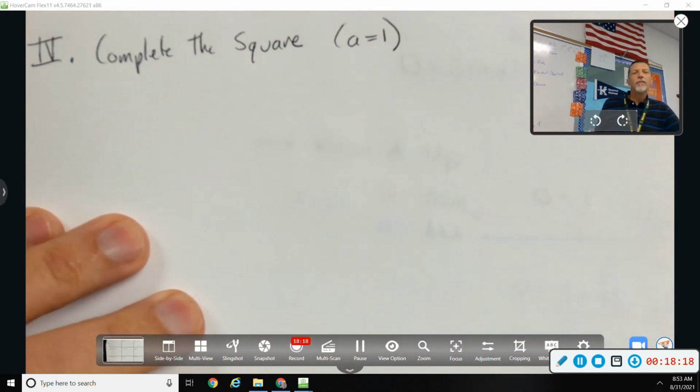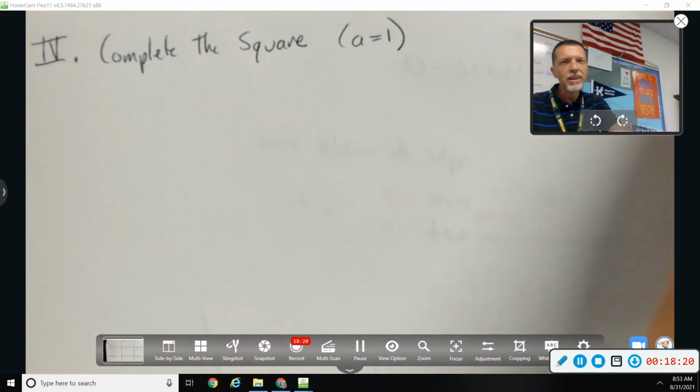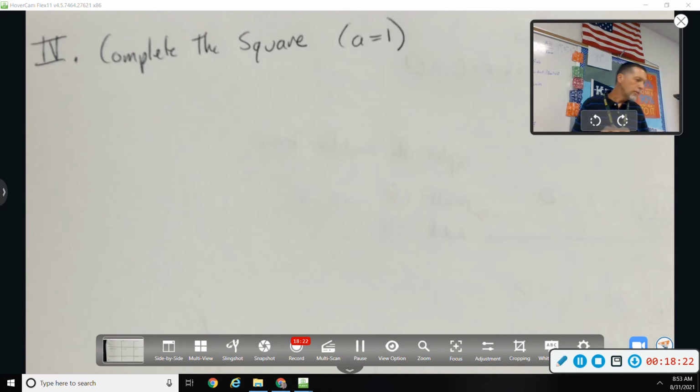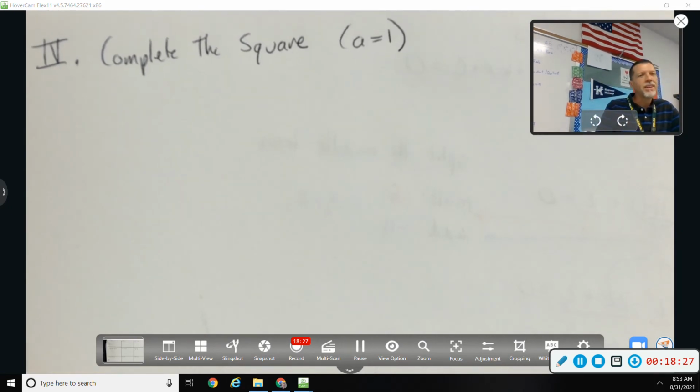All right, for complete the square, a has to be 1. We will probably give you only ones that have a equals 1, because if a isn't 1, then it just becomes a giant mess. It can be done, but it's a mess.